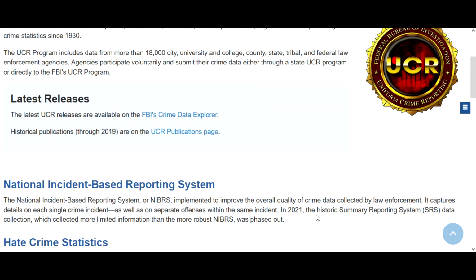So right here they have this little blurb. In 2021, the Historic Summary Reporting System data collection, which collected more limited information than the more robust NIBRS, was phased out. So NIBRS is now the main place for this kind of almost self-reporting kind of thing, and we'll talk about that here as well. The National Incident-Based Reporting System was to kind of combat this dark figure of crime.